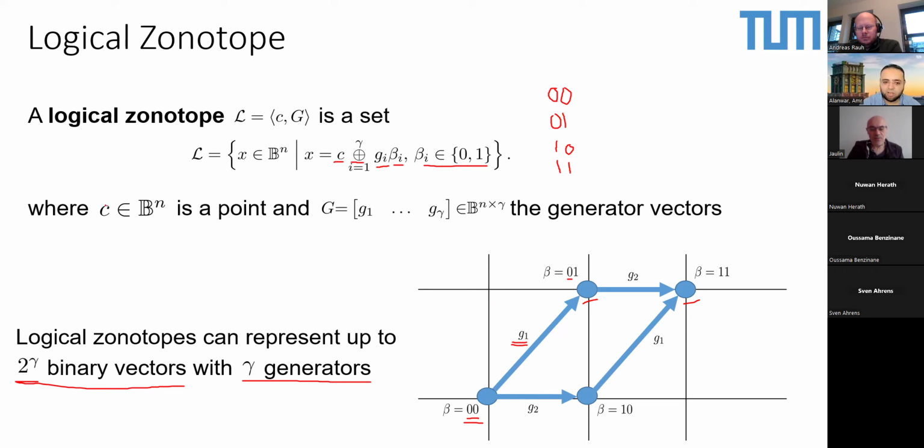Yeah, the components are the C and the generators. The C here is not the center, it's just a point inside the logical zonotope. Yes, sure. So what is n here? N is the dimension of the C, the generators, and the X.